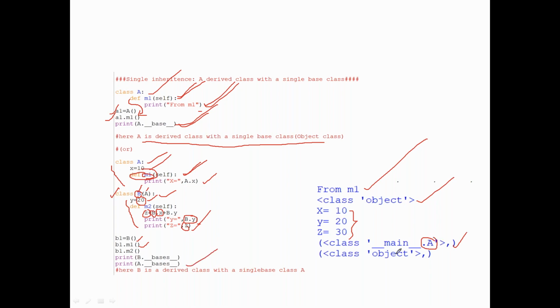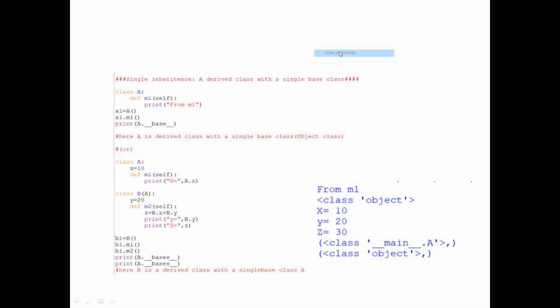For A, it is going to be object. A doesn't have any mother class. A itself is a mother class, an independent class, so the system automatically refers to object as a base. Here B is a derived class with a single base class of A. Hope you are clear what I'm trying to say. Any questions in this slide?